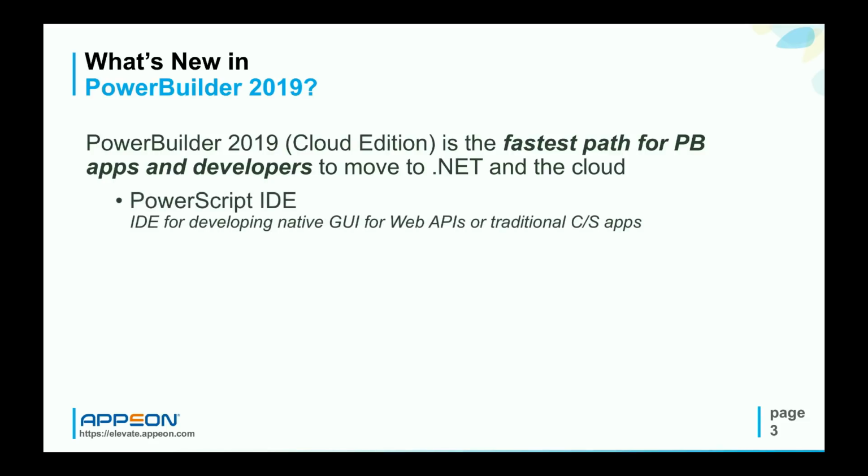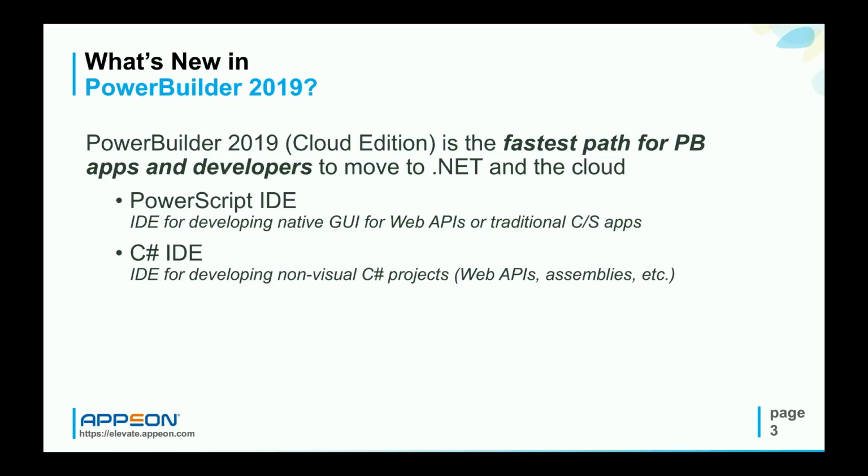Of course, we're still providing the PowerScript IDE, which allows you to create a front end for web APIs or continue doing traditional client-server architecture. And we've actually enhanced this. One major feature we've added in 2019 is something called UI themes, which allows you to modernize the look and feel of your application in a codeless fashion. And what's totally new in the box is a brand new C# IDE, which you'd be using for developing non-visual C# projects. When we say non-visual, we mean, for example, web APIs or non-visual assemblies.